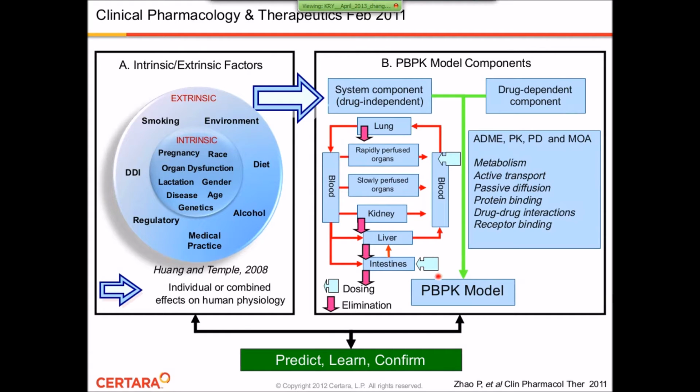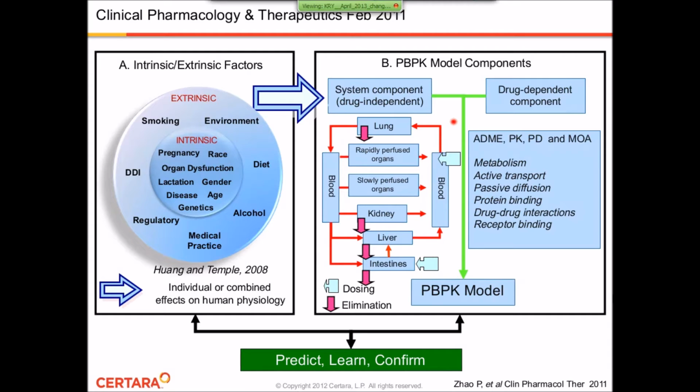Now, this was a publication by Peng Zhao at the FDA that was published several years ago. But what they're trying to show you here, on the right-hand side with the PBPK model components, is that within that PBPK model you've got the system components and the drug-dependent components that include metabolism, transport, passive diffusion, protein binding, and so on and so forth. What we're trying to show really is system and drug-dependent components. And what we can do is investigate the impact of intrinsic and extrinsic factors on these system components that then obviously impact on the PK.